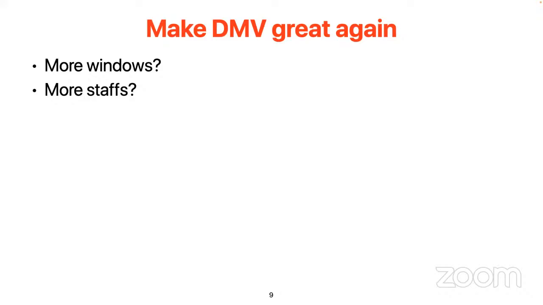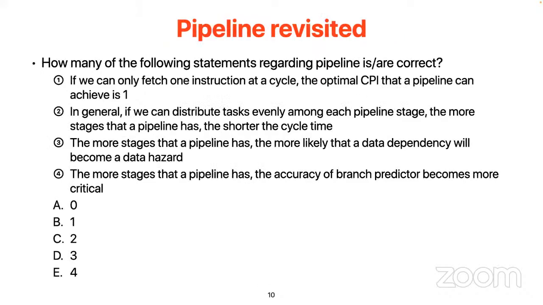Any other creative idea? Okay, right. So everyone agrees that if we want to make DMV great again, we probably need more staff, more windows, right? So we have been talking about pipeline, right?